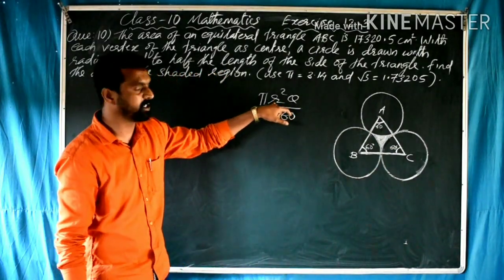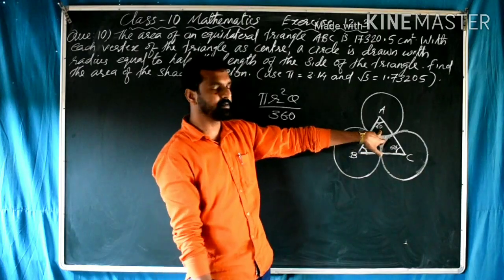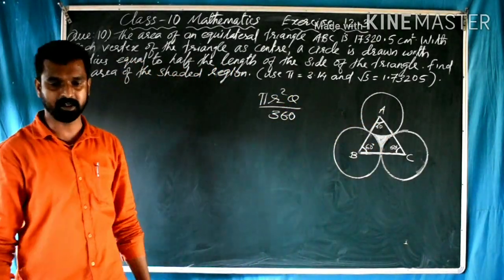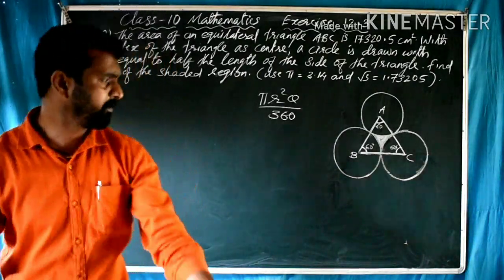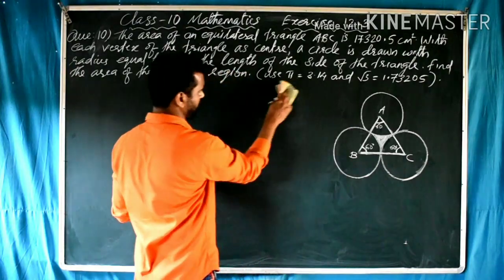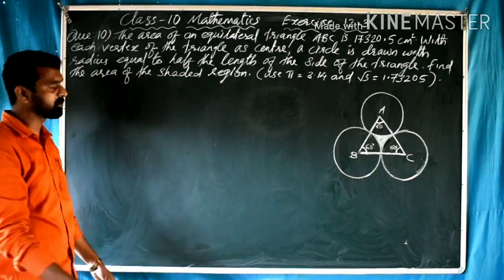Now we have to find the radius. Only after finding the radius can we find the area of this sector. So how can we find the radius of the circle? We can find the radius first. For that we have to write the given value first. What is given here? Only the area of equilateral triangle ABC is given.